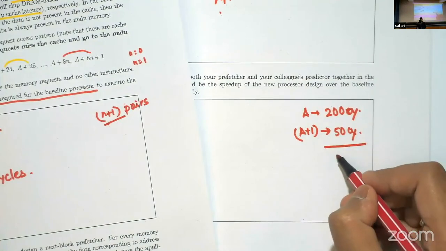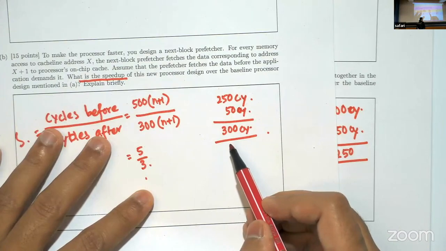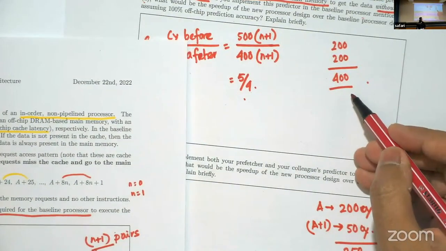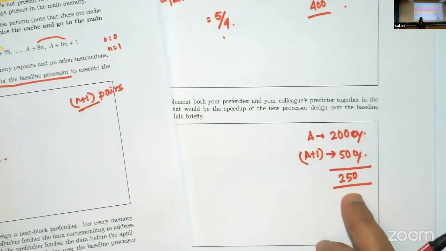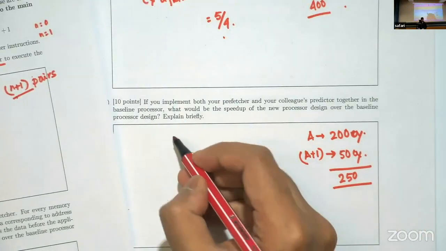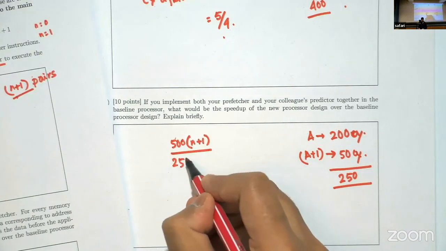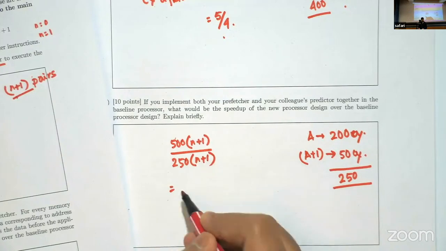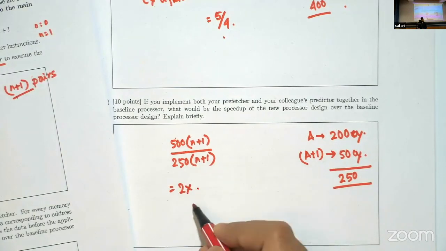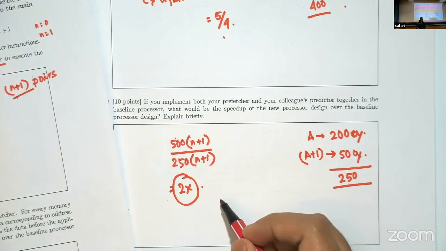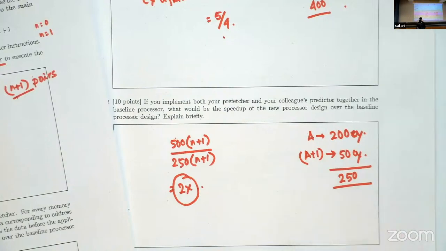So in total, we are going to see 250 cycles. So it used to be 300 before if you have only the prefetcher. If you have the off-chip predictor, it used to be 400 cycles. Now, if you have both of them, it becomes 250 cycles. So now your speed up becomes 500 times (n+1) divided by 250 times (n+1). So that gives you 2x. So that means you have a 2x speed up. So you make the entire program twice as fast as the baseline processor. Does it make sense? Okay.